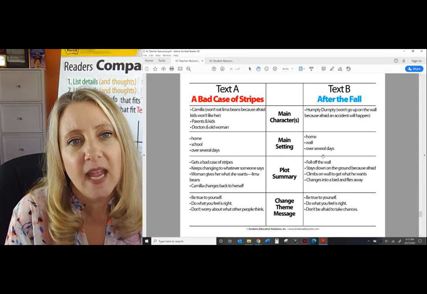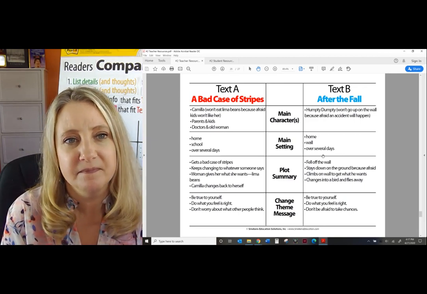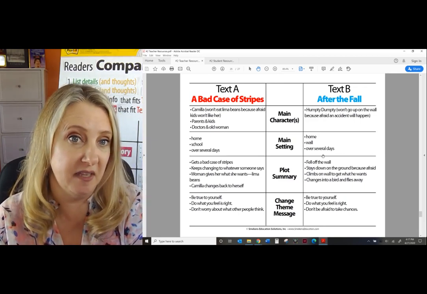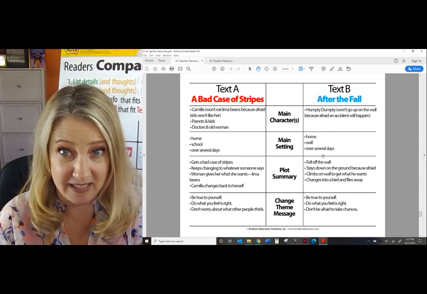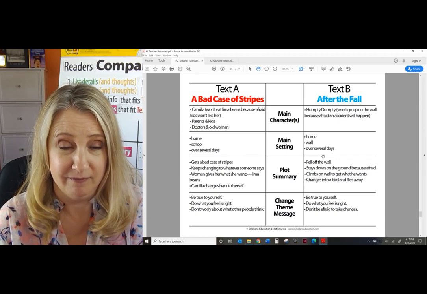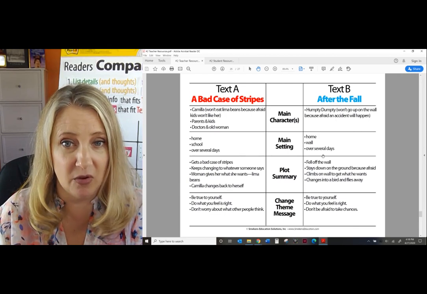When we're making comparisons, we have to start to compare apples to oranges. So we know that these are two totally different stories, but how are they similar? Now you think about it. Look back at our details. How are they similar? Okay, look at Camilla and her motivation. Look at Humpty Dumpty and his motivation. They both won't do something because they're afraid of something else.